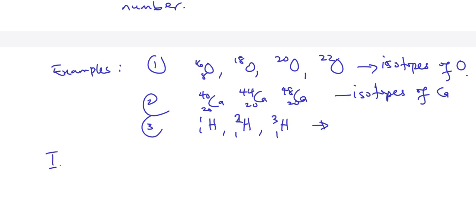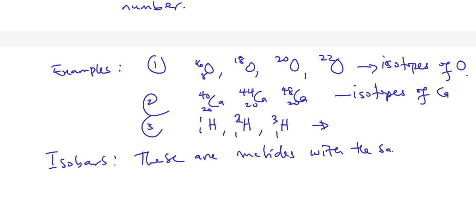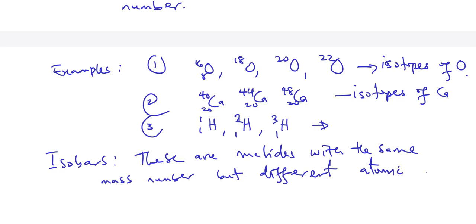Next, isobars. So isobars are nuclides that have the same mass number but different atomic numbers. Okay, they have the same mass number.